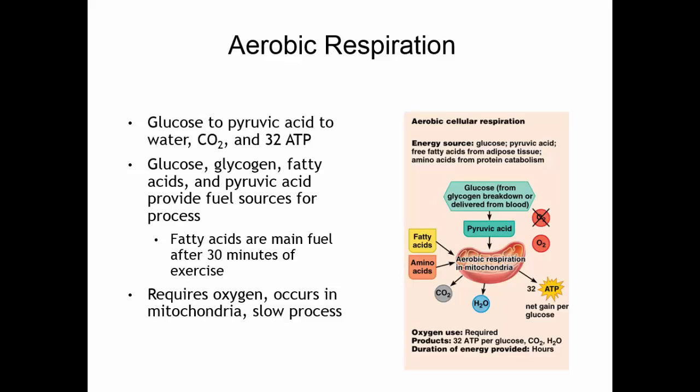Now, this process does require oxygen and does occur in the mitochondria. There are many chemical steps involved here, so this is a slow process, but it does give us a lot of ATP. 95% of the ATP we can harvest from a glucose molecule is harvested in this manner.